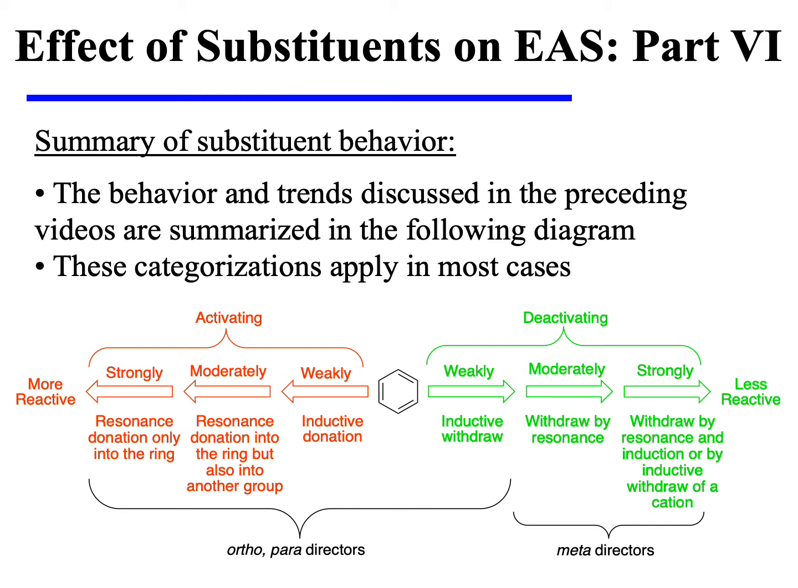Strongly deactivated rings have withdrawal of electron density by resonance and induction, or by the inductive withdrawal caused by a cation. Examples of this category would include a nitro group as a substituent, or a quaternary amino group as a substituent.